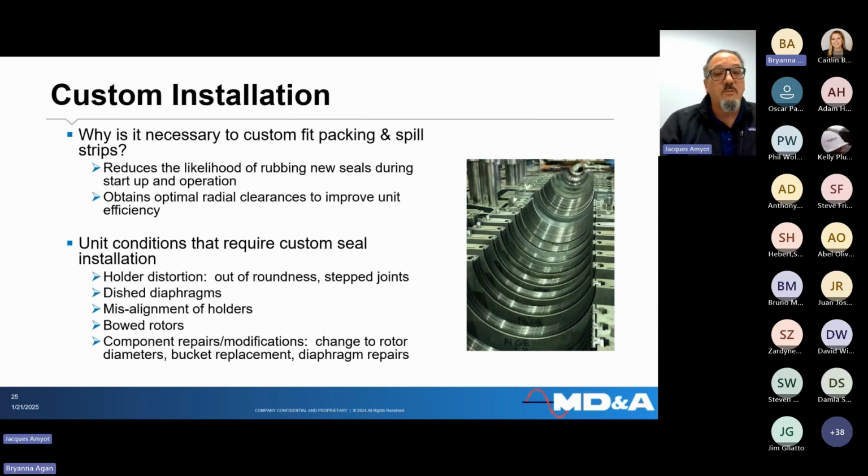And also sometimes components are modified between when we capture dimensions and when they get reinstalled on site. Maybe you have a change to a rotor diameter. It's fairly rare. Bucket replacements: sometimes buckets are replaced, cover diameters change slightly, so they'll be able to fine tune that. Diaphragm repairs, those are the kind of things that OSS can handle on site with their machining technology.